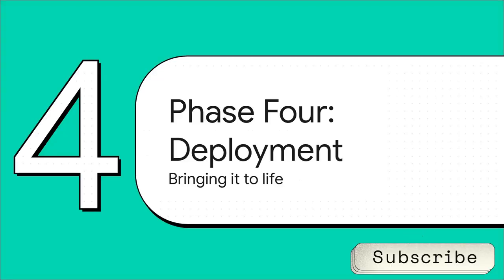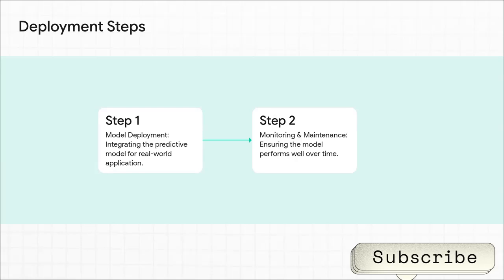Okay, we have a trained and tested model that's performing great. We're done, right? Well, not quite. Phase 4 is all about putting our amazing model to work in the real world, and crucially, making sure it stays effective. And this final phase has two big parts. First, deploying the model so people and systems can actually use it. And second, continuously monitoring it to make sure it keeps performing the way it's supposed to.